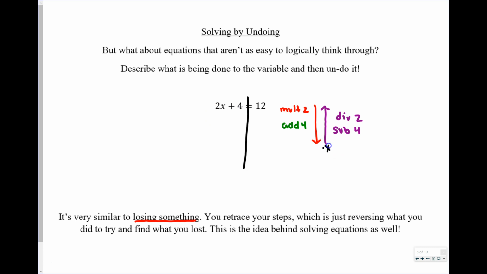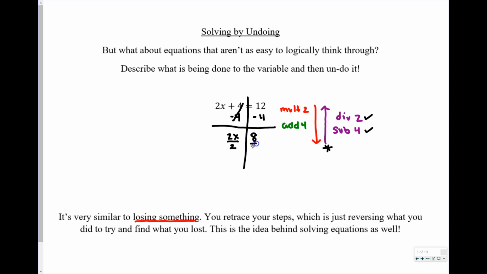I'm going to start here. First step is subtract the 4. So I'm going to subtract 4 on both sides. I cross it off, draw a line under. Now I bring down whatever's left over, which is the 2x. Then I do 12 minus 4 to get 8. So subtracted 4, done.